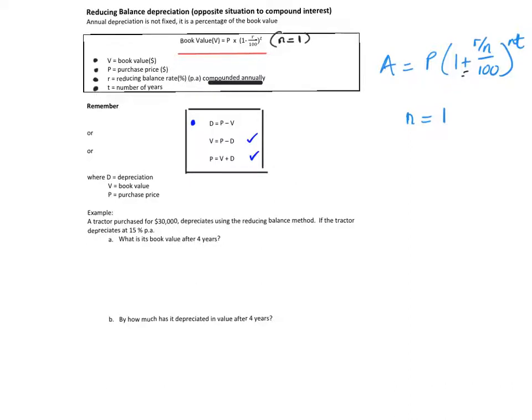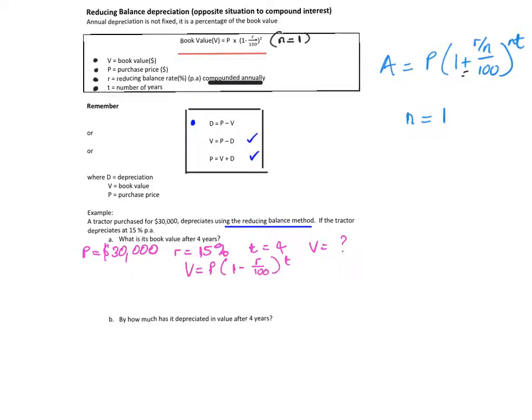So a tractor purchased for $30,000 depreciates using the reducing balance method. We're told that the tractor depreciates at 15% per annum, and we're looking for the book value after 4 years. So let's write out everything that we know so far. The purchase price of the tractor, P, is $30,000. We know that the rate is 15% per annum. That's how much it's depreciating every year. And they want to know what it is after 4 years. What do they want to know? They want to know the book value, which is V.